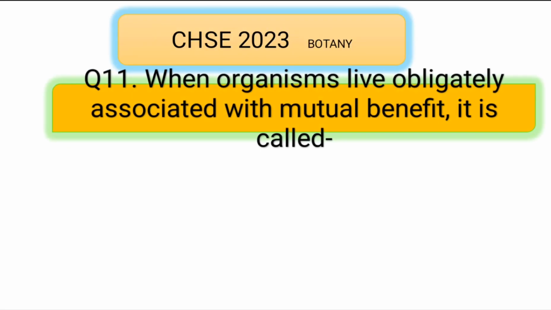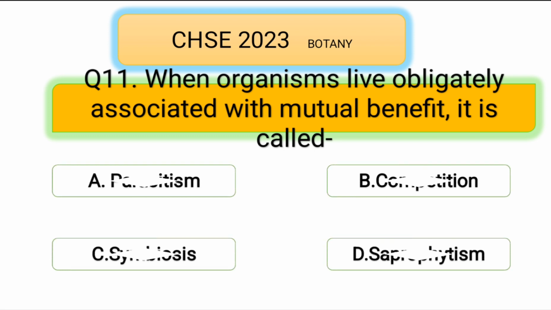Next question. When organisms live obligately associated with mutual benefit, it is called? The options were parasitism, symbiosis, competition, saprophytism. So option B is the correct one, that is symbiosis.